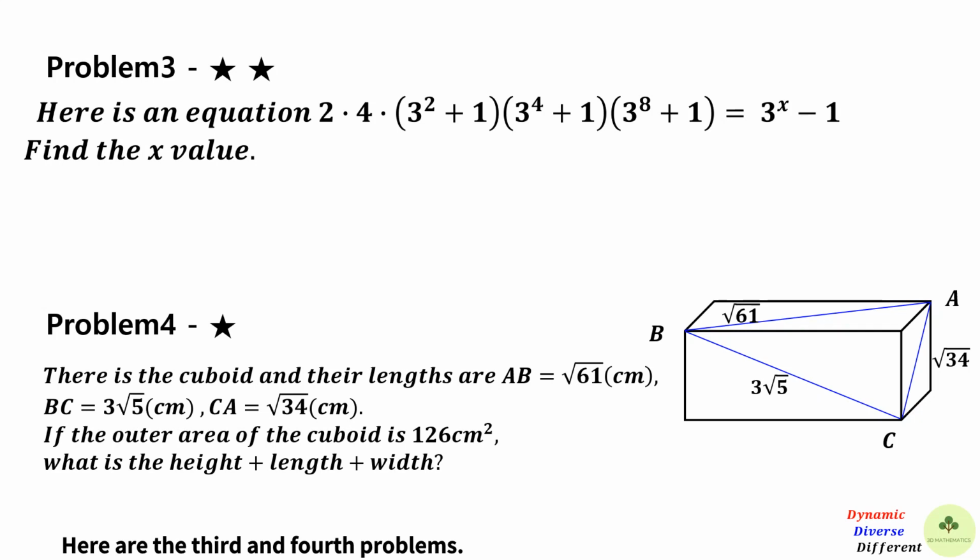Here are the third and fourth problems. The third problem gives us an equation, and our goal is to find the value of x. The fourth problem tells us that there is a cuboid and the lengths of the blue lines are square root of 61, 3 square root of 5, and square root of 34. The outer area is given as 126. Our goal is to figure out height plus length plus width of the cuboid.